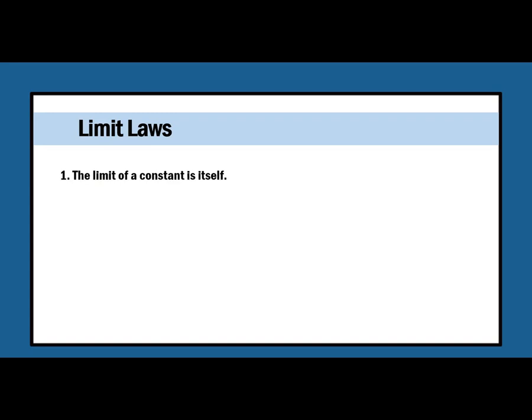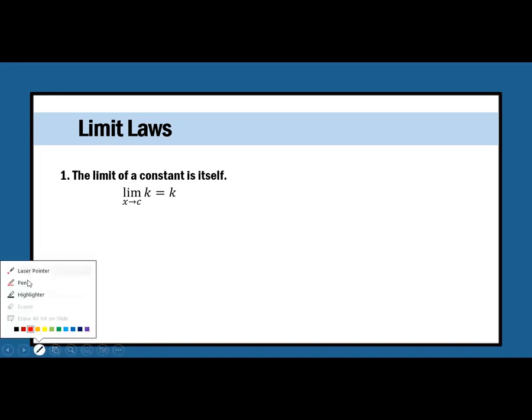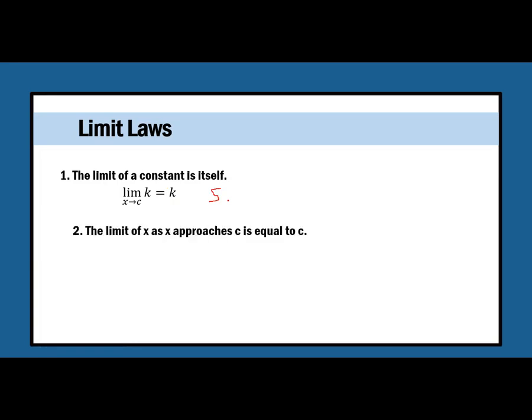Our first law is that the limit of a constant is itself. If you have this expression, the limit of k as x approaches c is equal to k, meaning the limit of a constant is the constant itself. For example, if our k here is 5, then the limit of 5 as x approaches c is also equal to 5. Next, the second law: the limit of x as x approaches c is equal to c. It's like substituting whatever value x is approaching into our function.